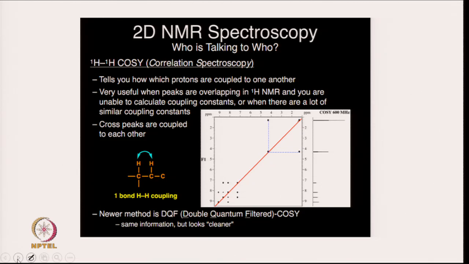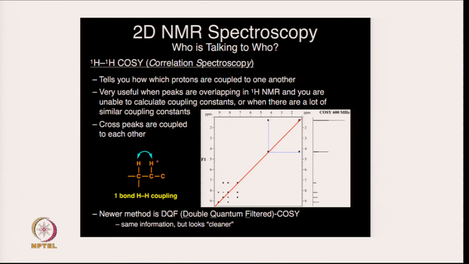The first, simplest one is proton-proton COSY. It tells you which protons are coupled to one another. It is very useful when peaks are overlapping in proton NMR and you are unable to calculate coupling constants, or when there are a lot of similar coupling constants. There will be 2 different kinds of peaks in 2D NMR. One is your diagonal peak and another is cross peaks. What you are looking at is cross peaks. Cross peaks are coupled to each other. When there is coupling, then we will see a cross peak.